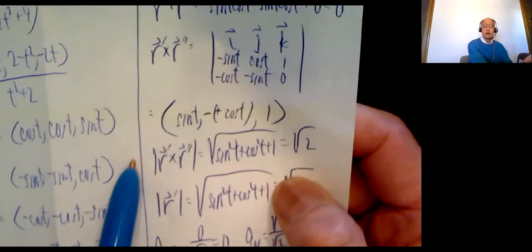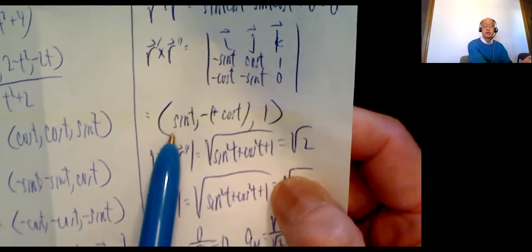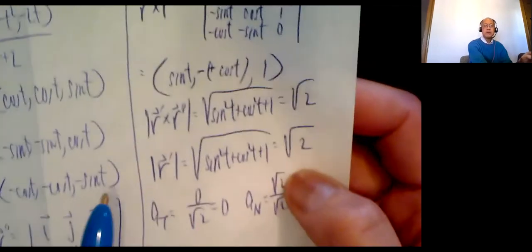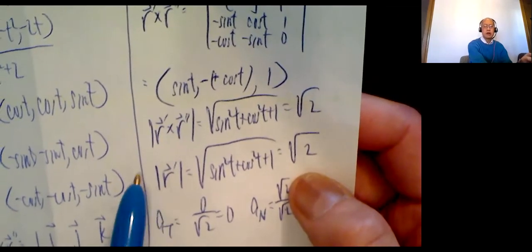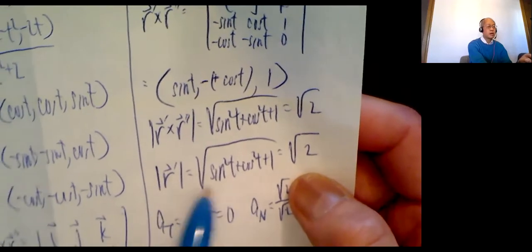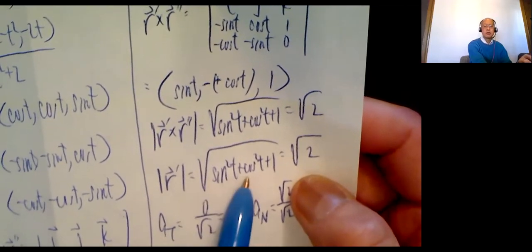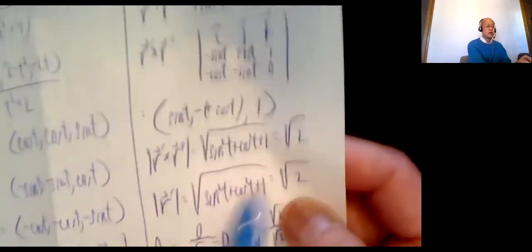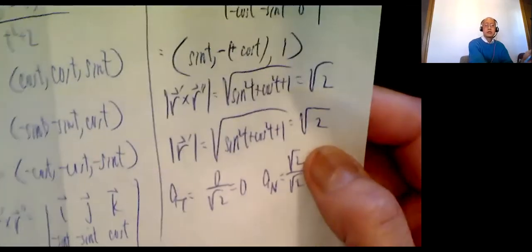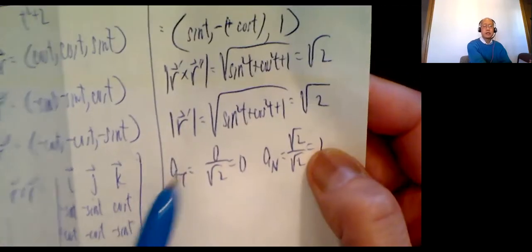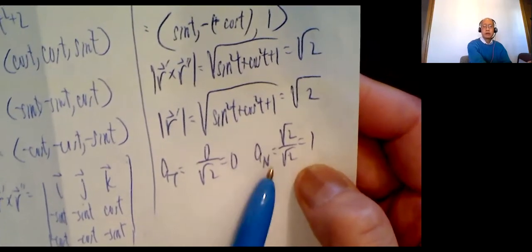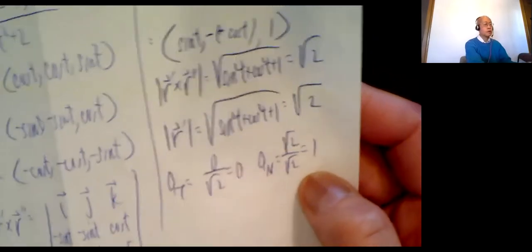And what is the magnitude of that cross product? The square root of sine squared t plus cosine squared t plus 1, which is 1 plus 1, the square root of 2. The magnitude of r prime is the square root of sine squared t plus cosine squared t plus 1, which is also radical 2. Therefore, the tangential component, a sub t, is 0 over radical 2, which is 0. The normal component is radical 2 over radical 2, which is 1.